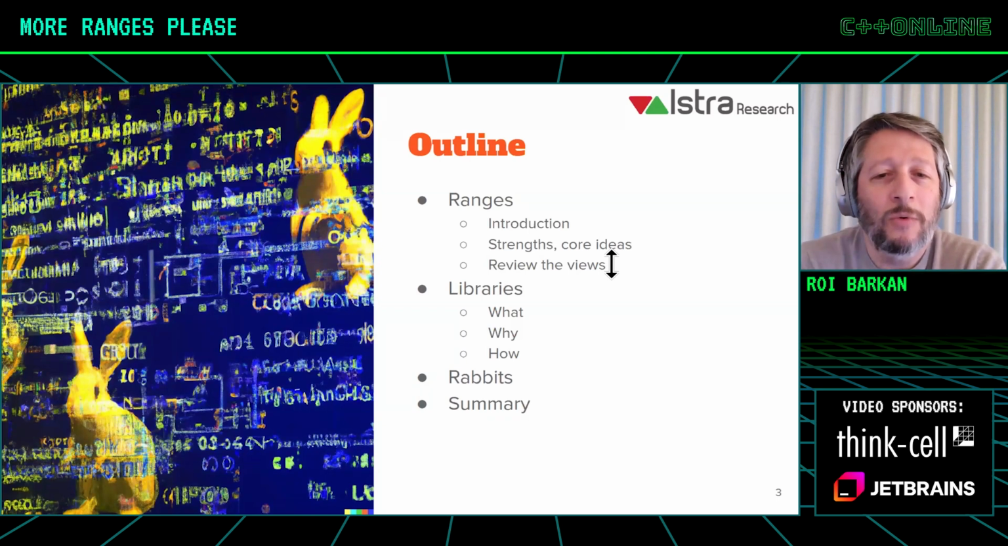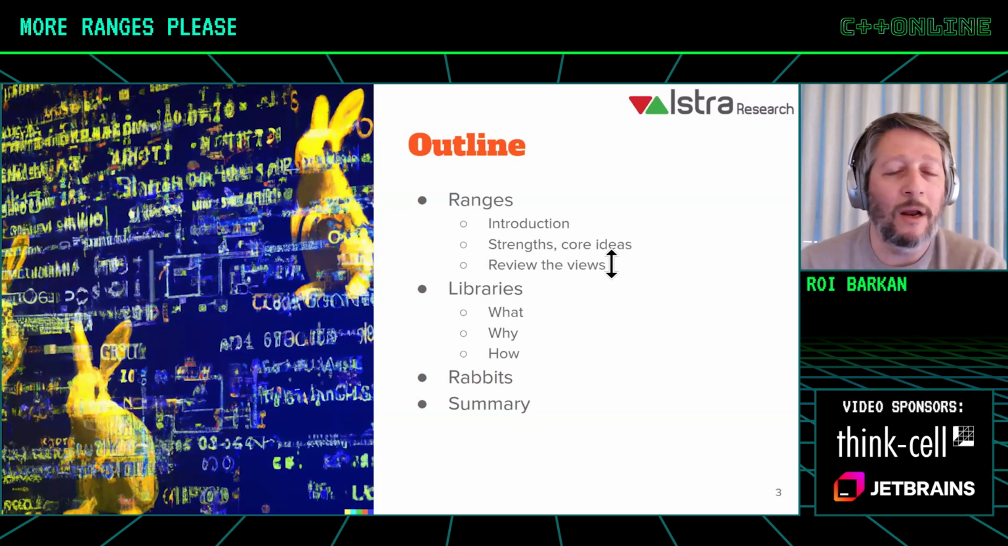And then we'll also take a little bit of a step backwards and widen our horizon and perspective, and talk not just about the ranges library, but about libraries altogether, what they are, why people use libraries and write libraries, and try to think what the ranges library is good for and how it can be enhanced. And then we'll go looking for rabbits, which will be a large portion of the talk. And I'll give you some of my ideas, and then we'll see how it goes from there.